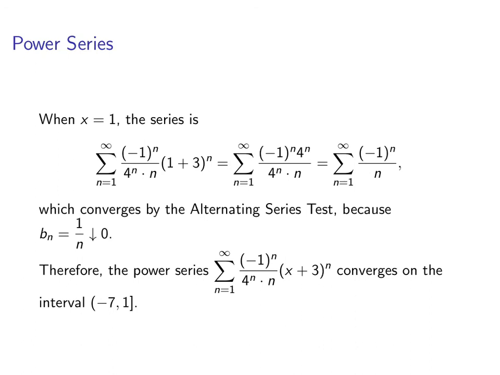So our final answer then is that the power series that we started with converges on the interval from minus 7 to 1, including 1 but not including minus 7. We're writing down where this power series converges. Okay, that's all for now.